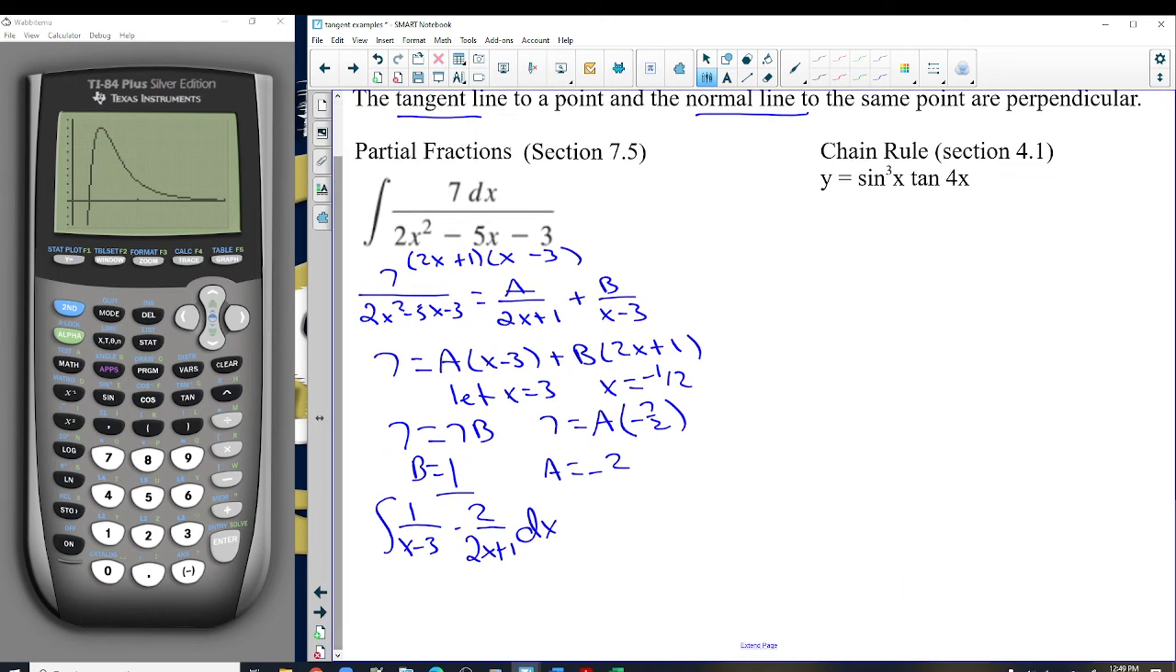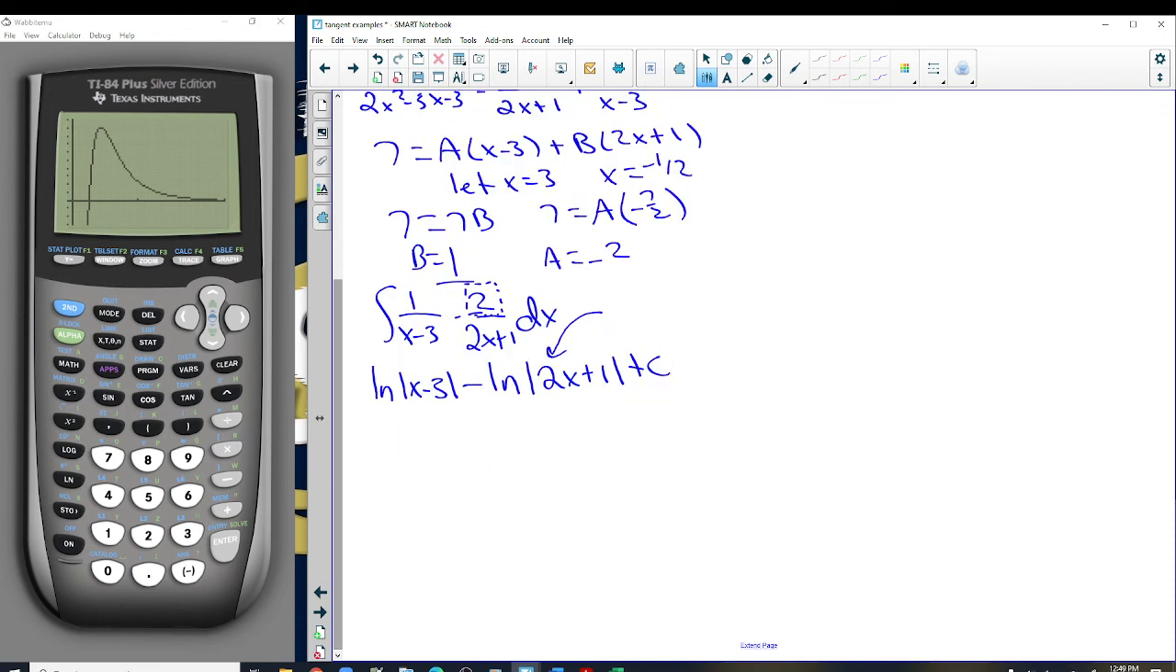Now there's a very specific reason why I would have one of the factors to be 2x plus 1. When we take the antiderivative, that's the natural log absolute value of x minus 3, but then minus natural log absolute value of 2x plus 1 plus c. Now the question is, well, where did the 2 go? Where did this 2 go? Well, you would get the 2 if you took the derivative of the inside of that natural log. So if we had a 2 here, then the derivative would end up being 4.